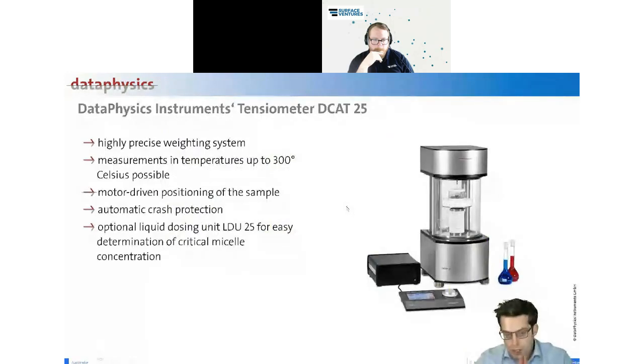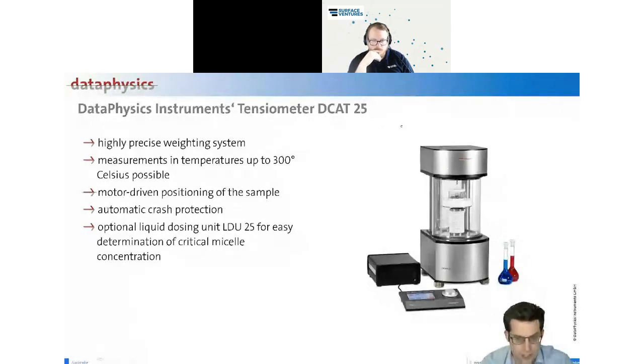Good. What can the system do? Well, the system can, of course, measure at room temperature, but some people want to measure molten polymers. Then you have the possibility to add temperature chambers. You can also add automatic dosing units. So this is a very versatile and modular system with a lot of different accessories that you can use in combination with it.